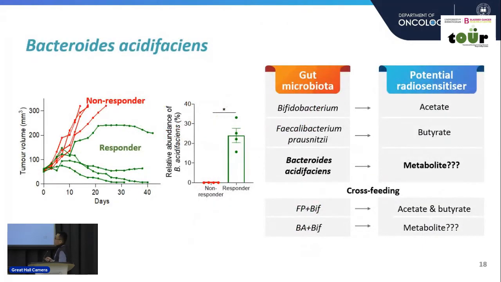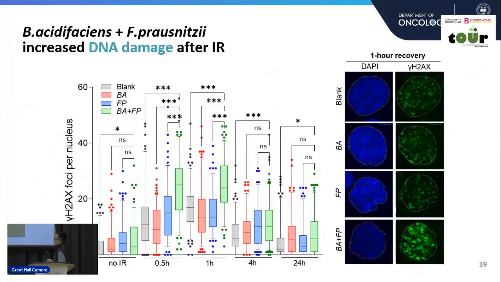So in the end, I also performed a couple of in vitro assays, because Bacteroides acetylfascins is a potential radiosensitizer found in my previous master project. That's why I tried to use the bacterial supernatant of this bacteria and treat it on RT112 human bladder cancer cells. So this is the result.